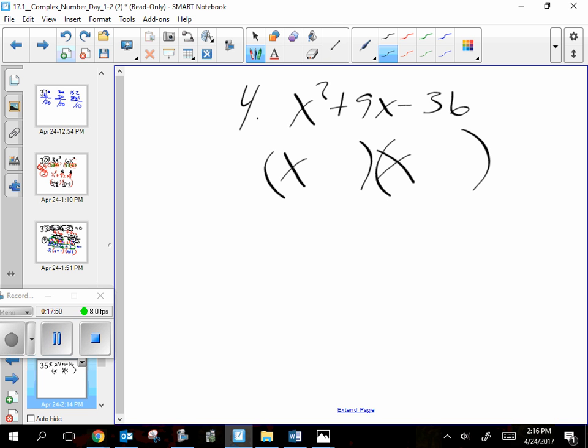7 times 4 is 28. Strike 1. 6 times 4 is 24. Strike 2. Yes, 6 times 6 makes a 36, but it doesn't make a 9. Ooh, 3 and 12. 3 and 12. Now, riddle me this. One of them needs to be negative, and if I put it in the wrong spot, I'm wrong.